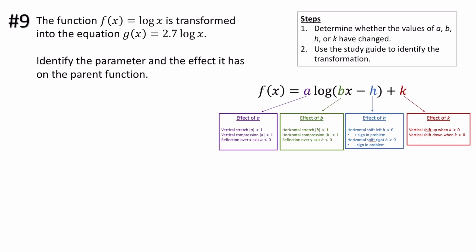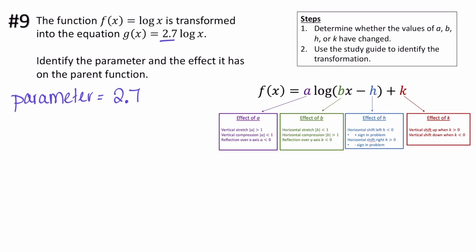What happens if f of x equals the log of x is transformed to g of x equals 2.7 log x? Identify the parameter and the effect it has on the parent function. Well, the new parameter, right, the new thing that we have here is that 2.7. So that's what they mean by parameter. What's the new stuff? So that's that 2.7.